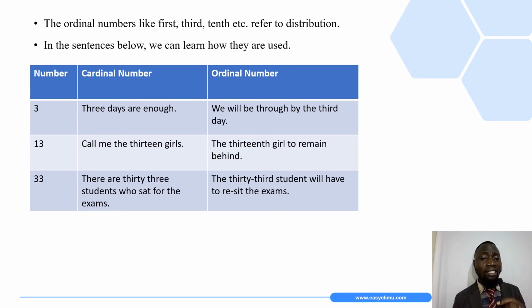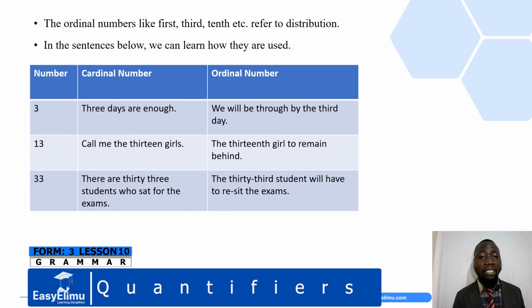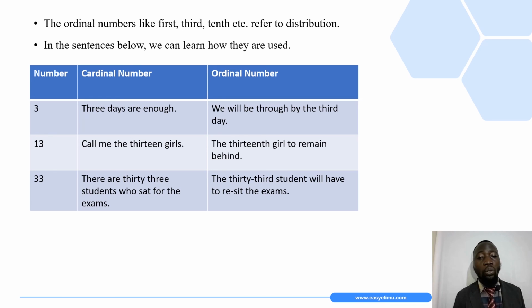Looking at number 13, under cardinal number, we have the example: call me the 13 girls. Then looking at ordinal number, using number 13, we can say the 13th girl to remain behind. There is also another number here, number 33. There are 33 students who sat for the exams. That is under cardinal number. Using the same number as an ordinal number, we will say that the 33rd student will have to sit the exams. So those are just examples.